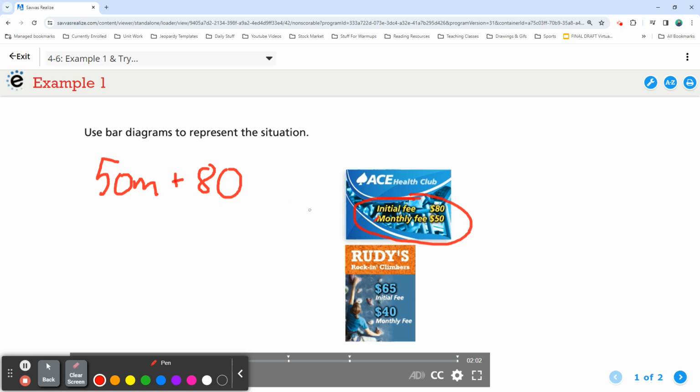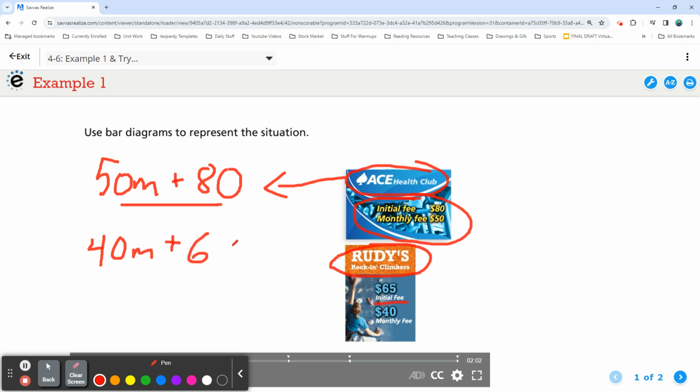So you could say that the cost of the health club right here is going to cost you 50M plus 80, where M is the number of months. So if you are in the club for 10 months, $50 times 10 would be 500, plus that initial 80, you'd pay $580 for this club. Okay. Similarly, down here in this rock climbers gym, it's costing you $40 a month, plus your initial fee of $65.